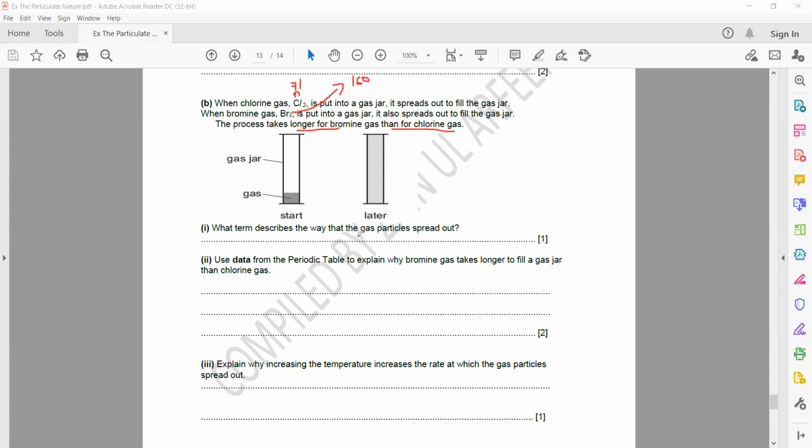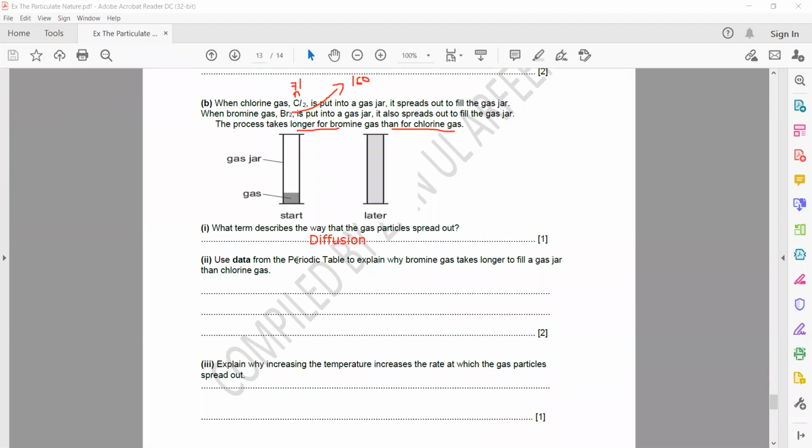What term describes the way the gas particles spread out? What is the term used when the gas particles spread out from one place to another? That is called diffusion.